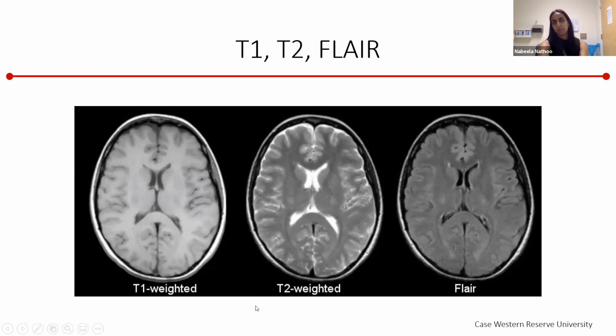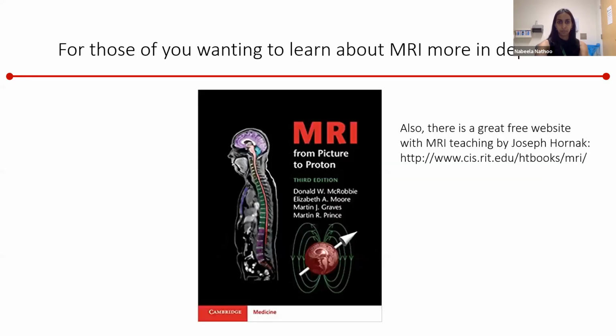And the general notion is that T1 weighted imaging is good for looking at anatomical structures and the size of them, whereas we tend to use T2 weighted imaging and FLAIR for looking at pathology. And for those of you that want to learn MR more in depth, the way that this book is written is quite beautiful. And then there's also a free website where you can peruse the more specifics of MR physics, for those of you who are going to be doing some MRI.